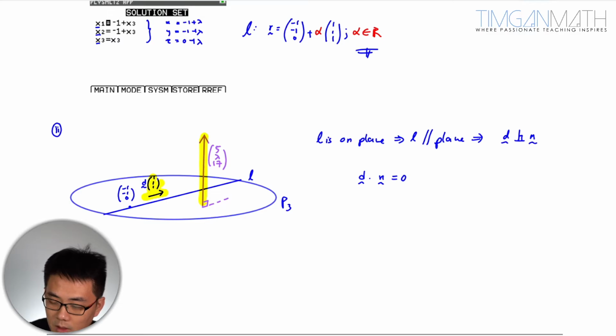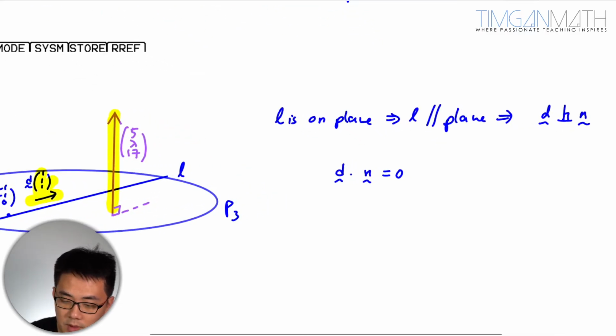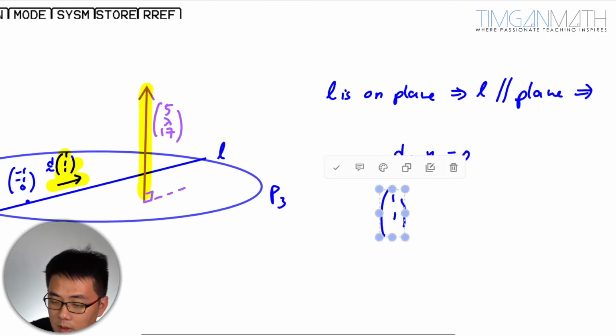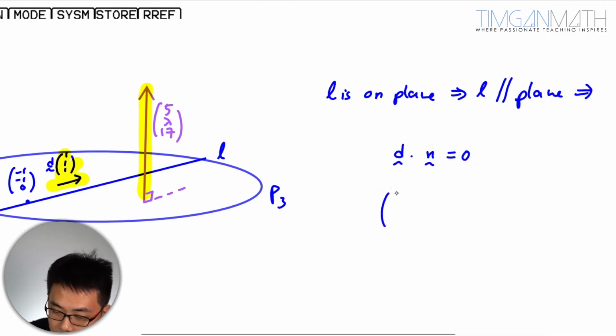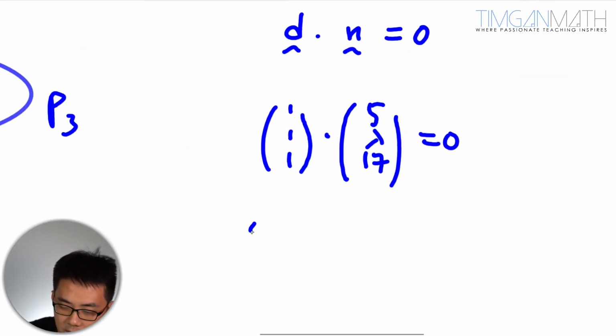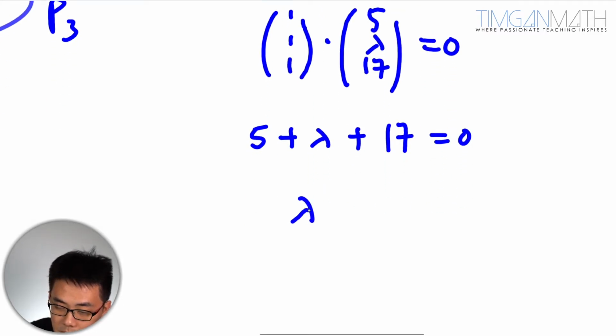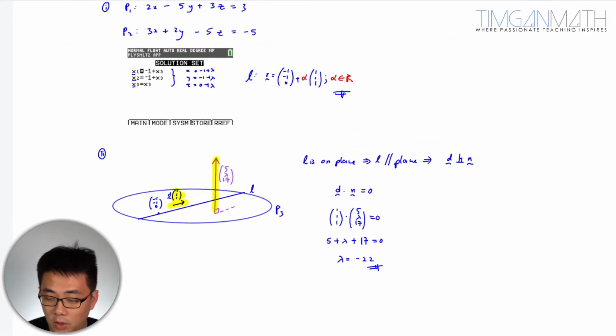There you go. Okay, so d dot n, we're going to take (1, 1, 1) dot with (5, lambda, 17) equals 0. So this would be 5 plus lambda plus 17 equals 0. So lambda equals minus 22. Okay, so I got the first one.